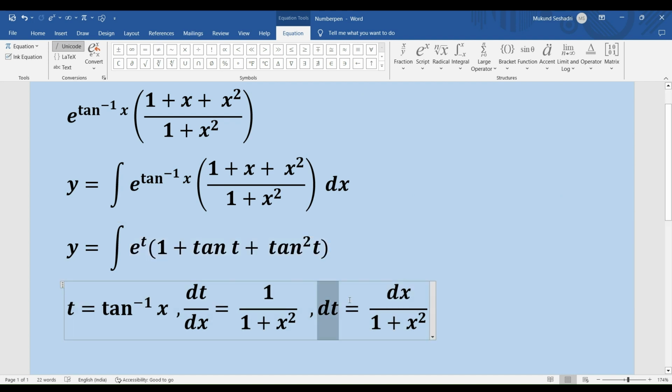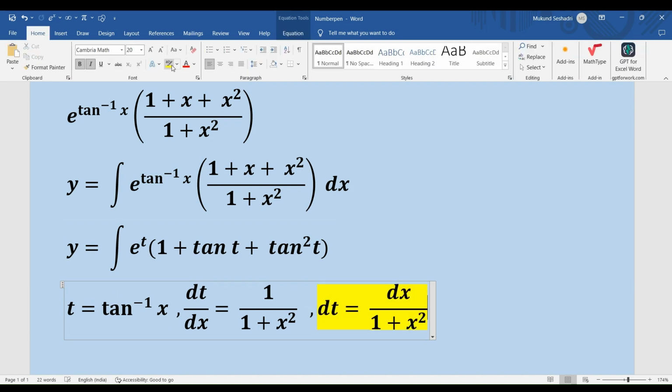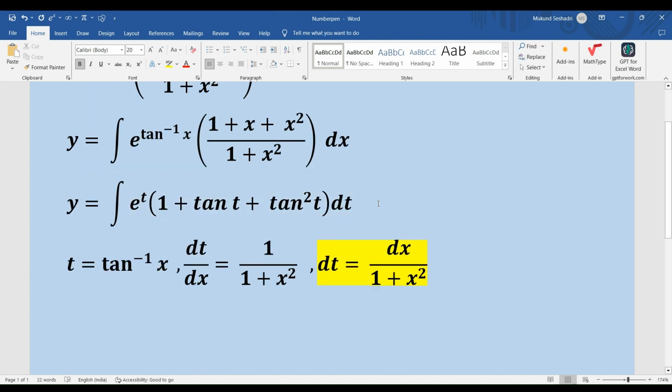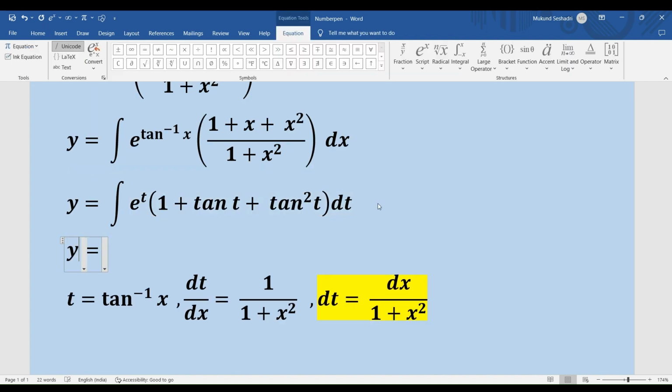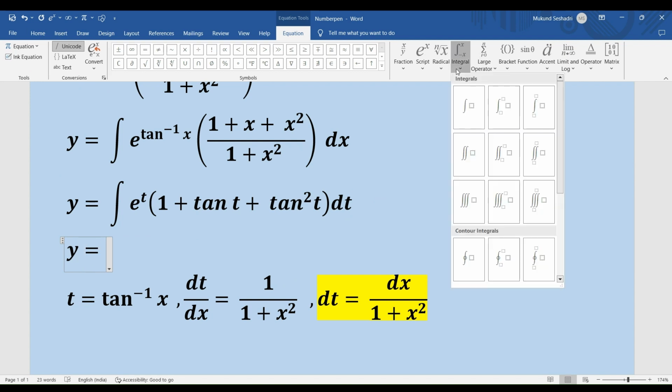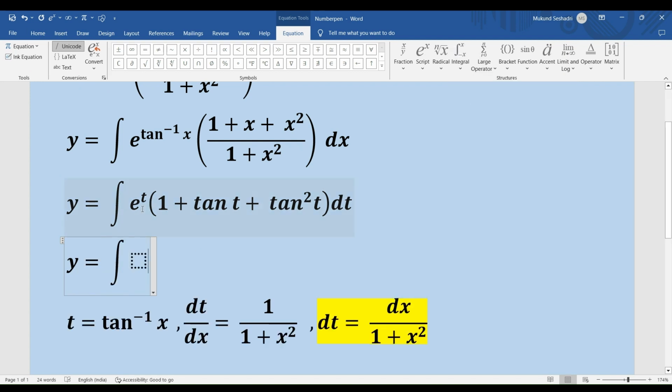And I'm just drawing your attention to the dt by dx expression. I'm just highlighting it in yellow. So my dx by 1 plus x square becomes a dt, right? Now I have my y in terms of t. Now can I simplify this further? Now my y becomes equal to the integral of e to the power t, and I know that my 1 plus tan square t is nothing but a secant square t, right? And I have my tan t, right, dt.